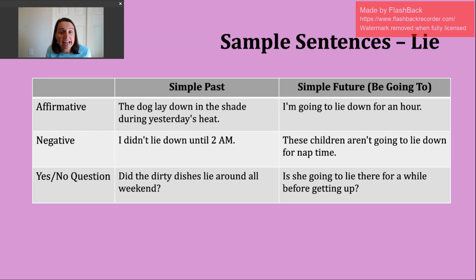Now, if you want to make a yes or no question, you should start with a form of be, and that form should match your subject. The subject comes next, and then we follow that same structure, going to and our base verb. An example, is she going to lie there for a while before getting up? If my subject had been you, I would have used are. Are you going to lie there?